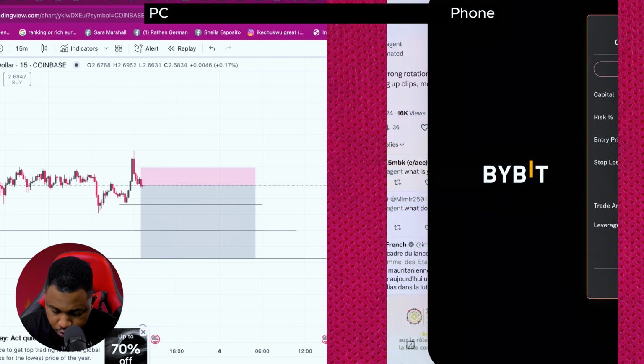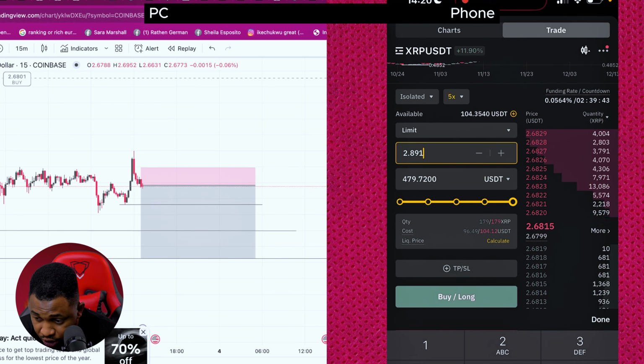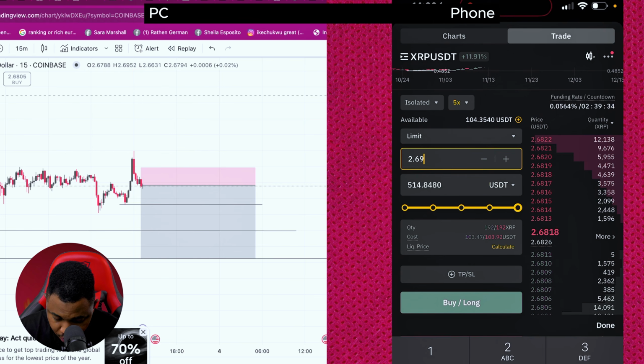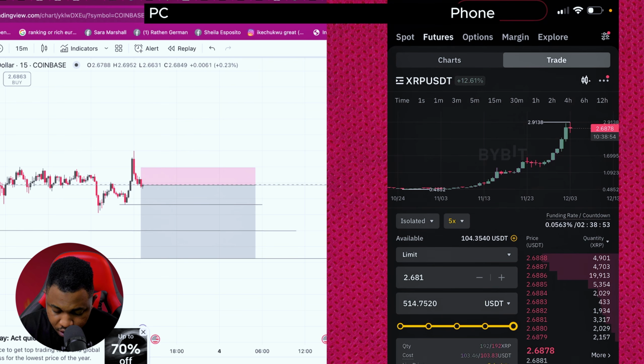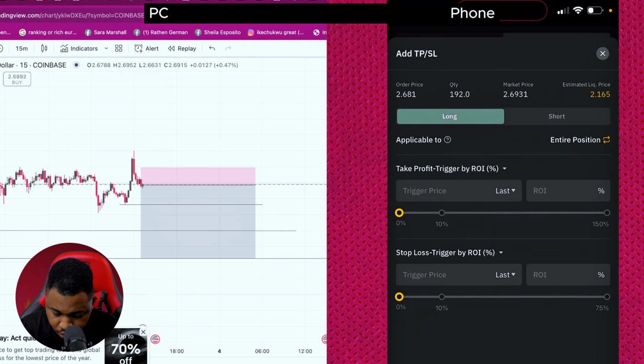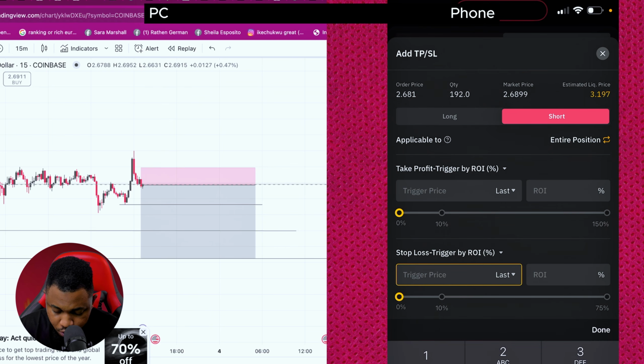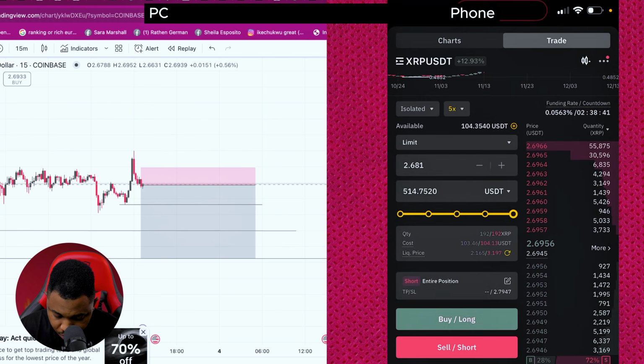So I'm just going to place this trade right now. What is our entry point? Our entry point is 2.6891. Our leverage is 5x. Then on TP and SL for the short, I'm just going to set our stop loss at 2.7947, and confirm and open short.